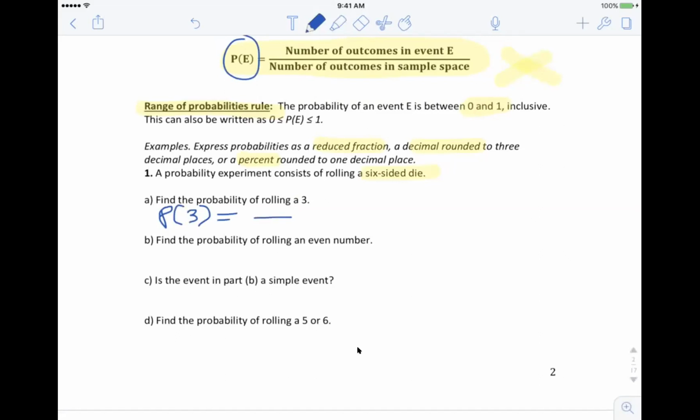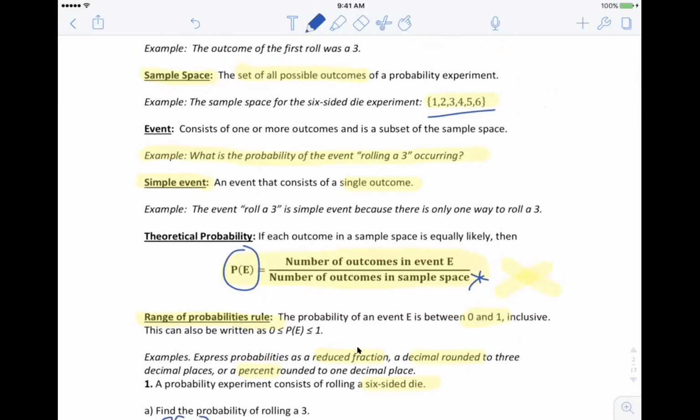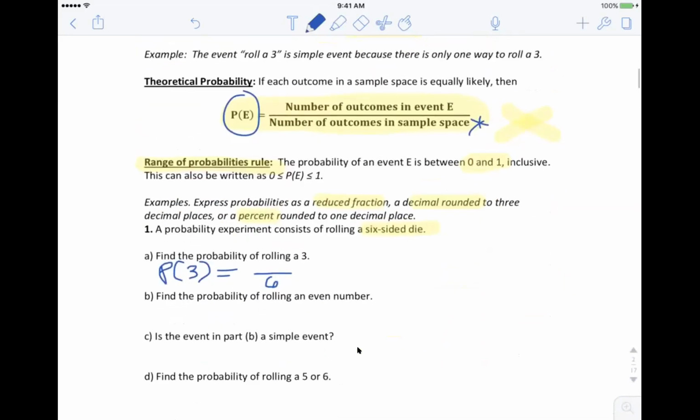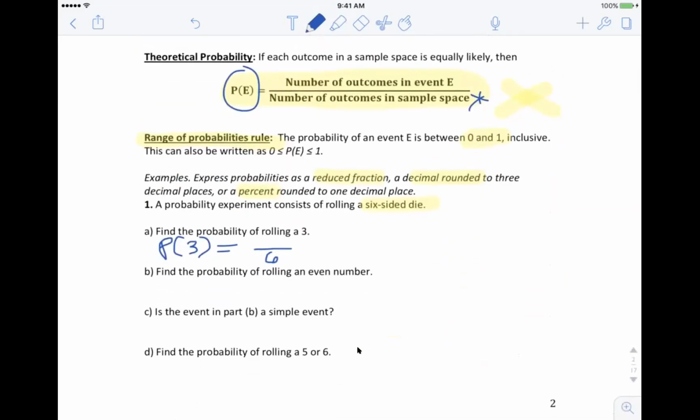And first we want to figure out, I always like to do the bottom one first, the total number of outcomes in the sample space. In this case, there are 6 of them, right? There are 6 numbers here. And then of those 6 outcomes, how many of them are a 3? There's only 1 three, right? So the probability of rolling a 3 is 1 out of 6.